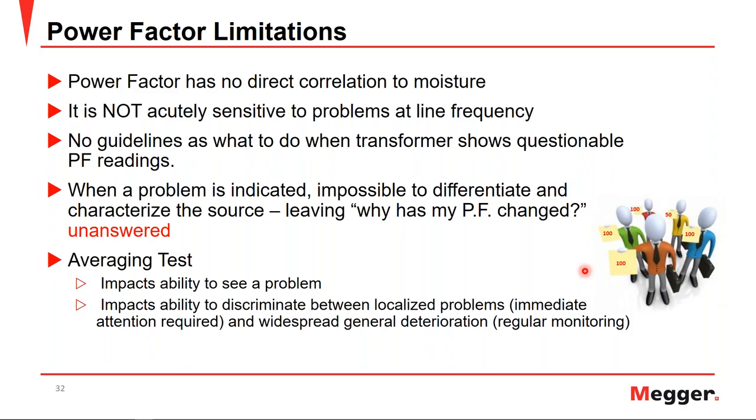If we look at that in terms of insulation, then you have a localized problem, which is this guy here in yellow, but the rest of the insulation is perfectly fine. Your power factor may come up just fine and mask the ability to see the isolated issue. And this really impacts the ability to discriminate between localized defects as well as widespread general aging and deterioration.